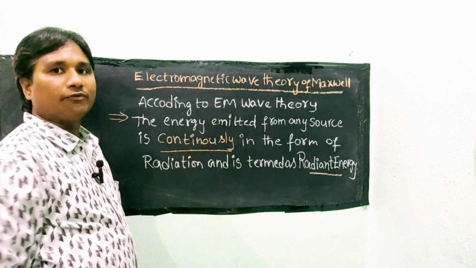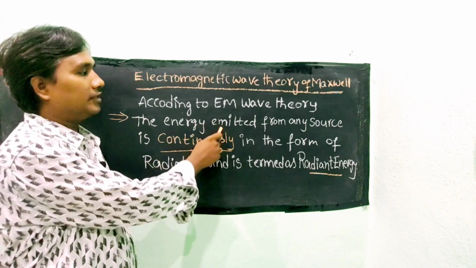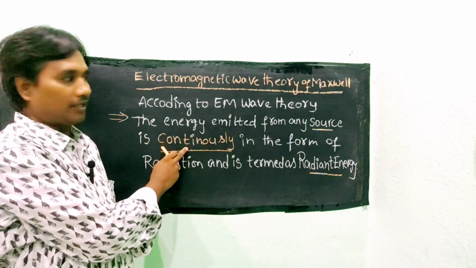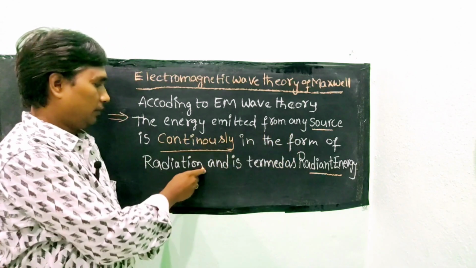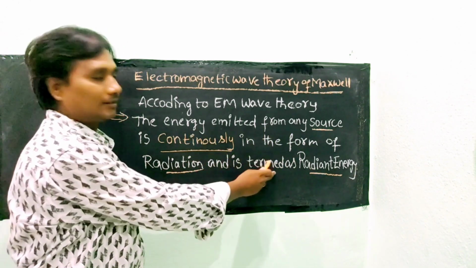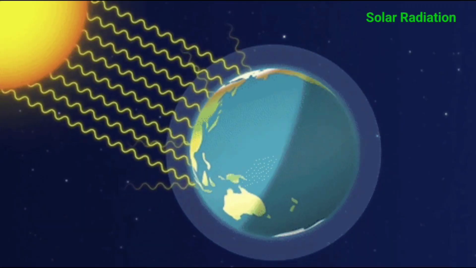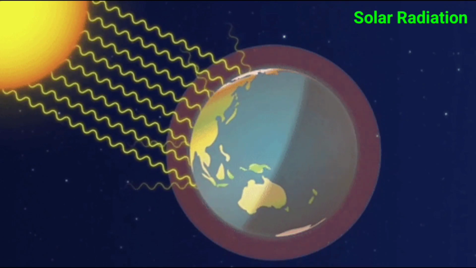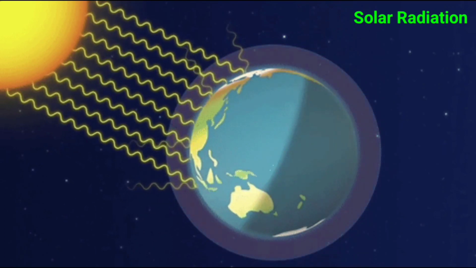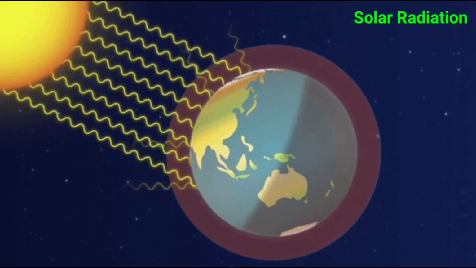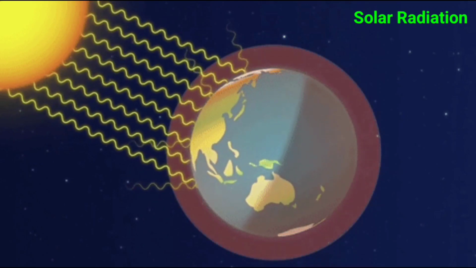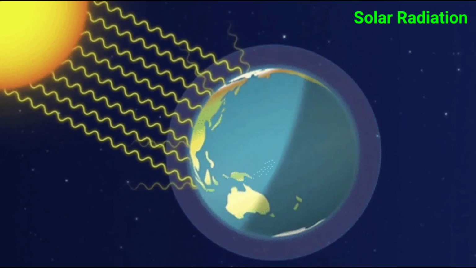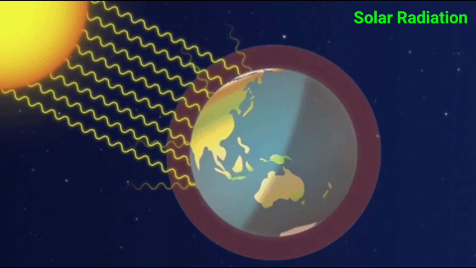According to electromagnetic wave theory, the energy emitted from any source is continuous in the form of radiation and is termed radiant energy. Observe the graphical image. Energy from the sun reaches the earth's surface continuously by means of radiation in the form of electromagnetic waves. This is the most important point of electromagnetic wave theory of Maxwell.